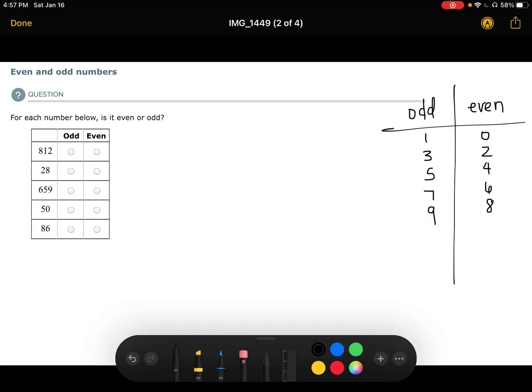Okay, so this question is going to be talking about even and odd numbers. For this question, you're going to have to just mark, is the number even or is it odd? A lot of you guys are like, why is she putting this on a quiz? Well, you'd be surprised how many people don't know.